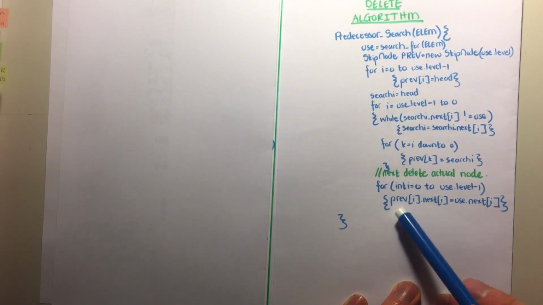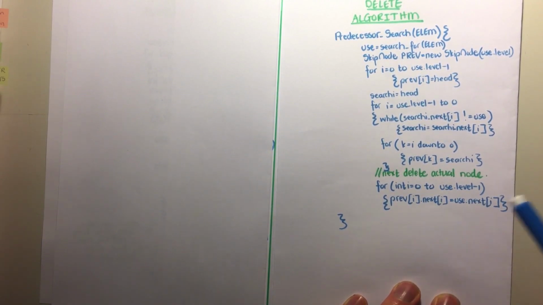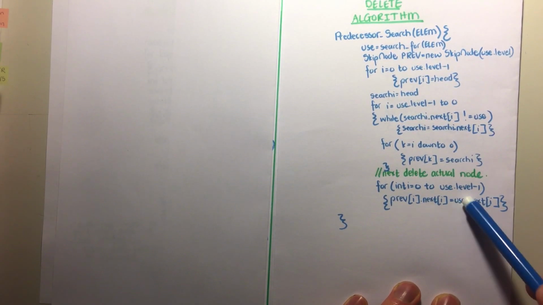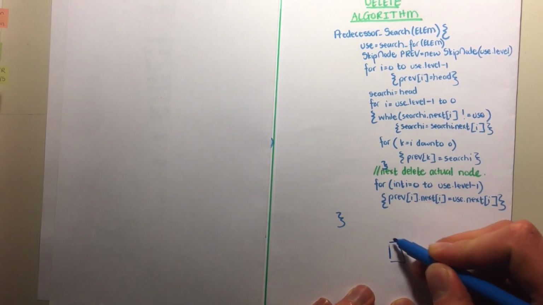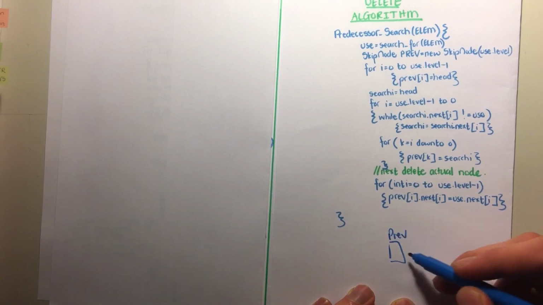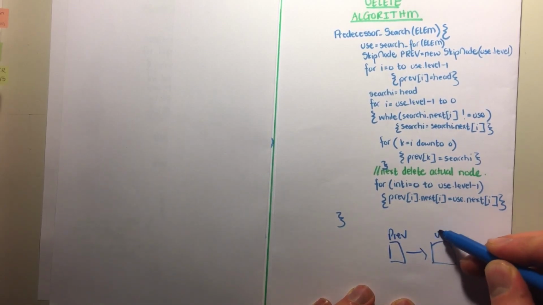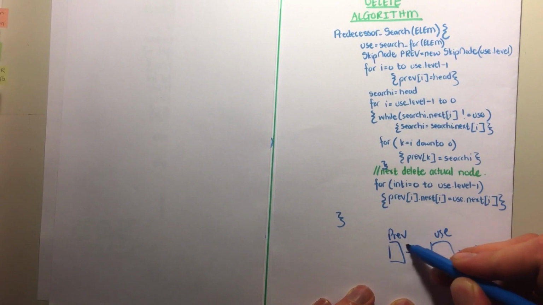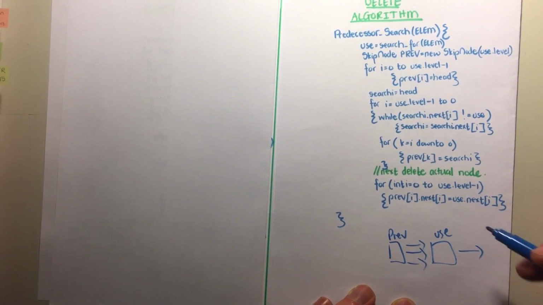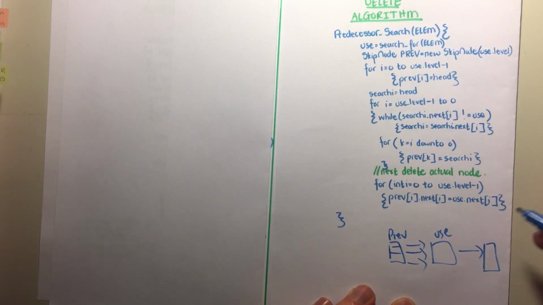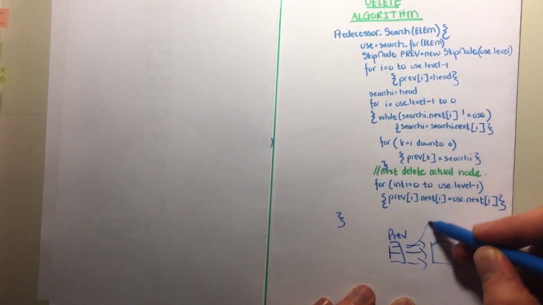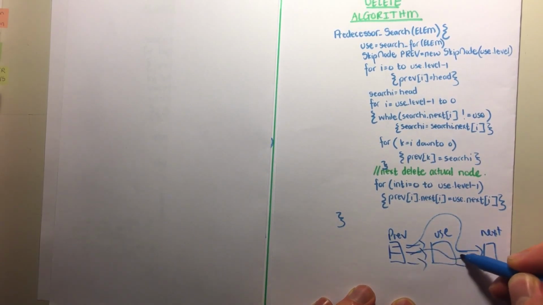All we're going to say is the previous next is going to be assigned the next of the one we want to delete. So if this is previous and this is the one we want to delete, and of course we're going to have lots of levels, this is our previous array, and here we have the one that follows on, the next. All we're doing is saying make these point over this, and then we delete that.